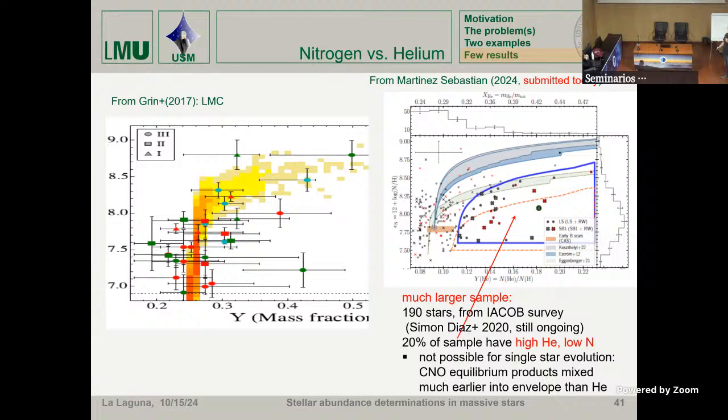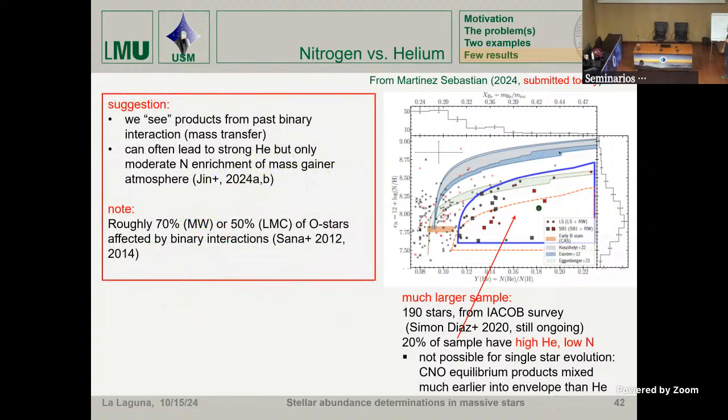And so what is the conclusion? It's not single stars evolution, but binary evolution. And what we are seeing here are the products from a past binary interaction, in this case, mass transfer between two objects. And such a mass transfer can, as shown by Jin et al., often lead to strong helium, but only moderate nitrogen enrichment of the mass gainer, as we see it here. And as I said already before, we have indeed a large number of binaries in our O stars. So that's the explanation of these strange objects.